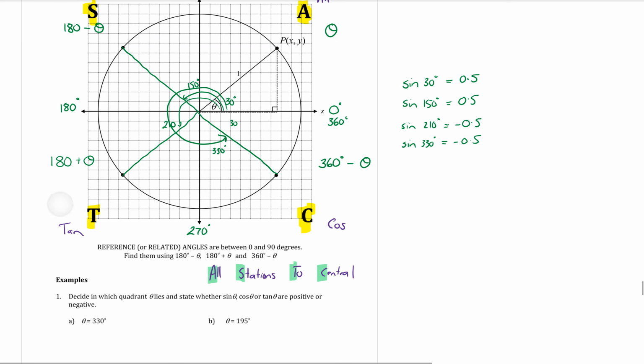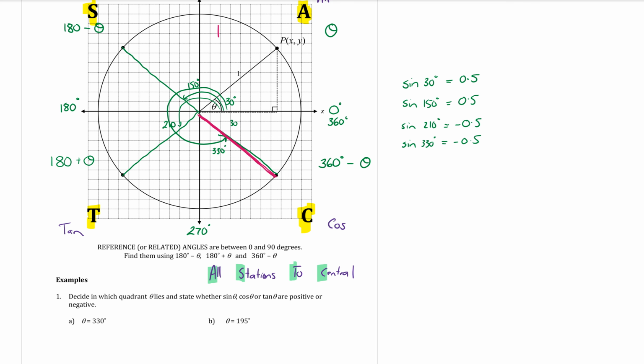It says number 1 there, decide in which quadrant theta lies and state whether sine theta, cos theta, or tan theta are positive or negative. Okay, so the first one is 330 degrees. We actually just talked about this one. 330 degrees, I'm going to draw it on here in red, approximately down here. It's more than 270, less than 360, somewhere in this quadrant. And we call that the fourth quadrant.